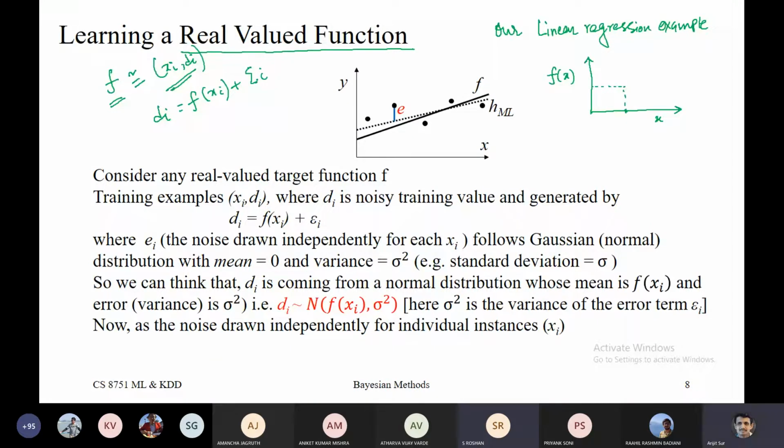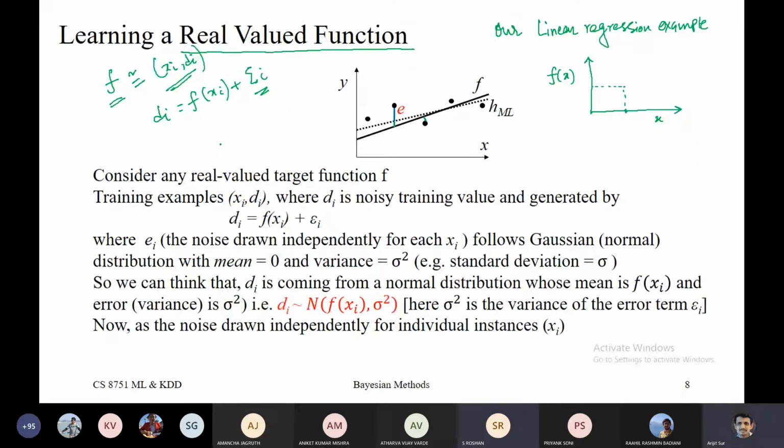Now you can see this f, this solid straight line, and there is an error. This is the noise associated. Now, how do we define this noise? How much noise is it?